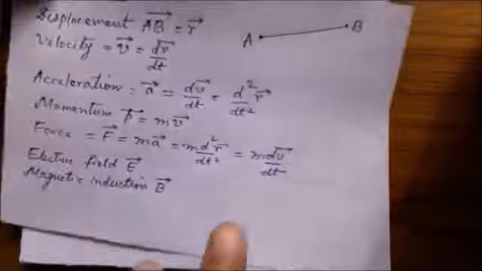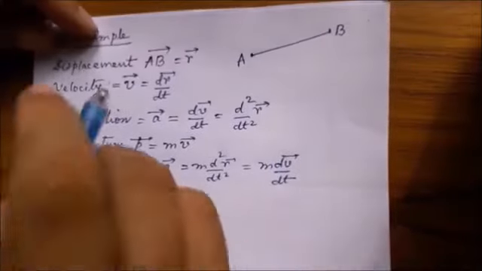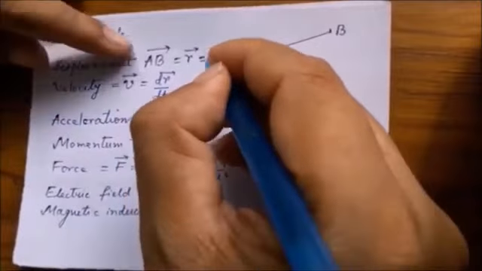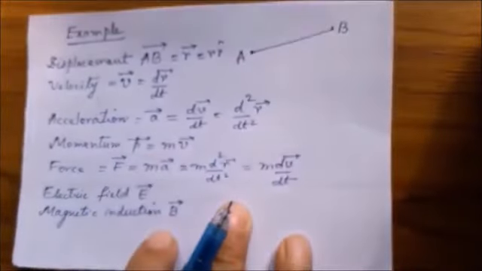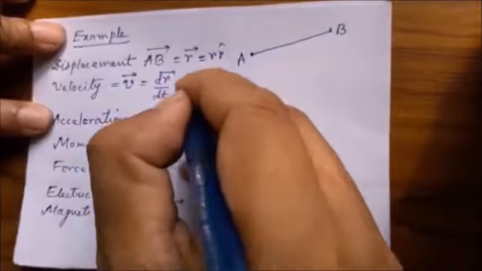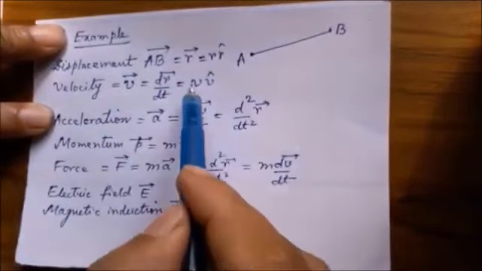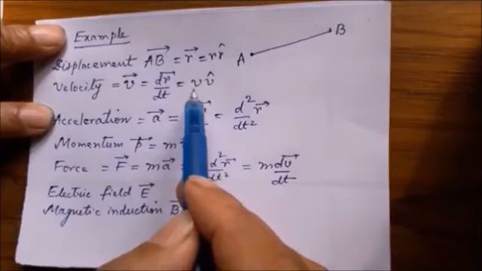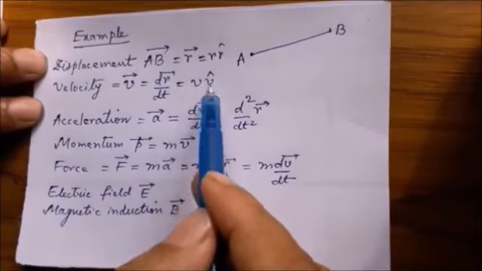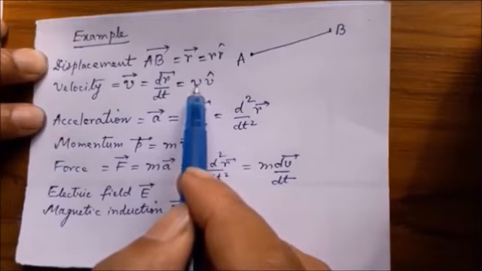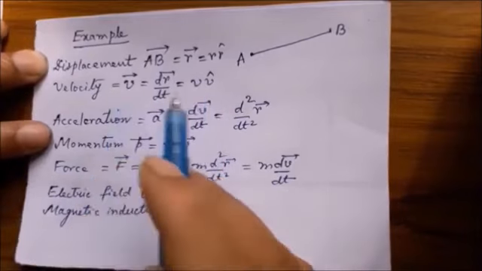So accordingly, displacement can be written as r into r hat. Velocity can be written as v into v hat. This is the scalar part, modulus part, which is also called speed, and this is the direction part, which when associated with speed it becomes velocity.